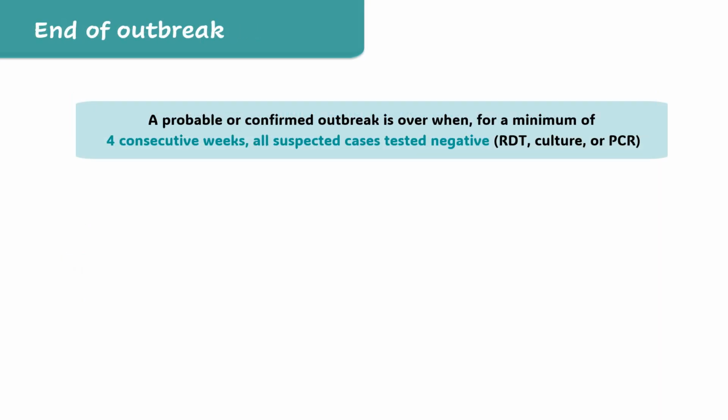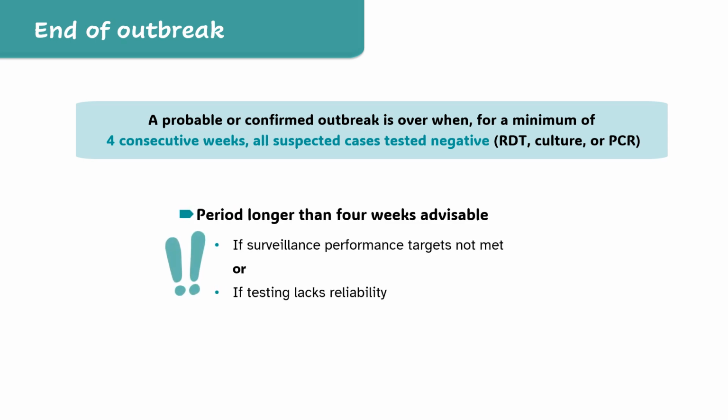As a general principle, a probable or confirmed cholera outbreak can be considered over when, for a minimum of 4 consecutive weeks, all suspected cholera cases have a negative test result by RDT, culture, or PCR. However, where there are issues with the performance of surveillance or concerns over the reliability of testing for cholera, a period longer than 4 weeks is advisable to gain sufficient confidence that the outbreak has reached its end.